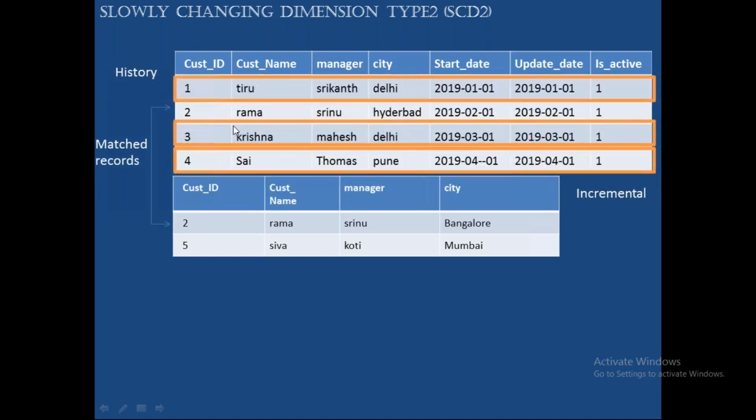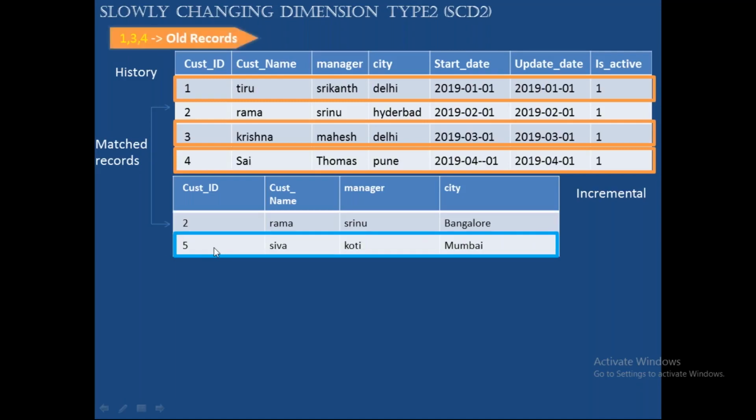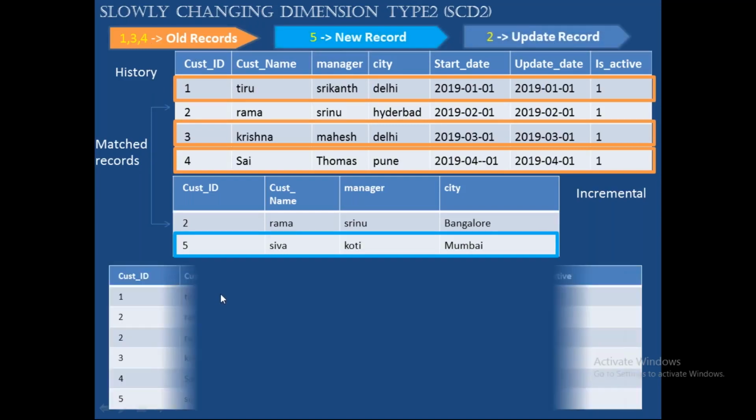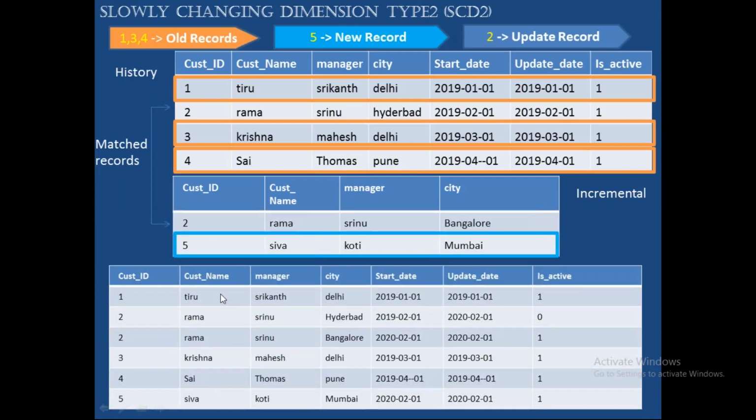If you look at 1, 3, 4, these are the old records. There is no change in 1, 3, 4. If you look at the fifth one, this is the new record. You see here 1, 3, 4 are the old records, 5 is the new record, and 2 is the updated record. Now when you implement SCD2, you will see something like this.